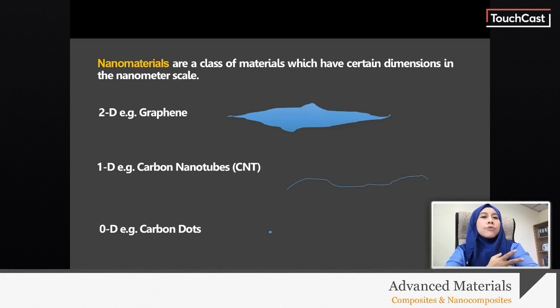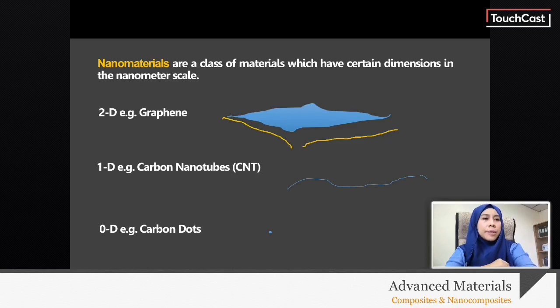Now, consider graphene having a lateral dimension of several microns. So, say, these dimensions are several microns. However, its thickness is only a few nanometers thick. This means that it has very high aspect ratio and so is considered a two-dimensional structure.